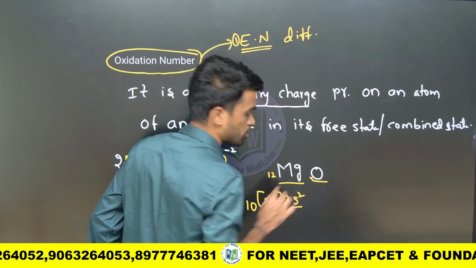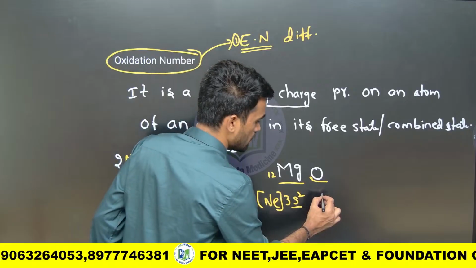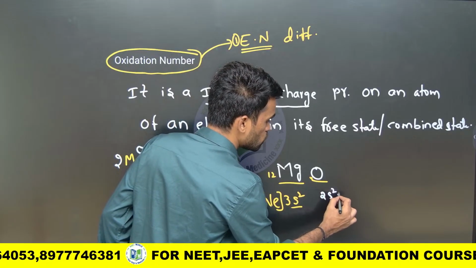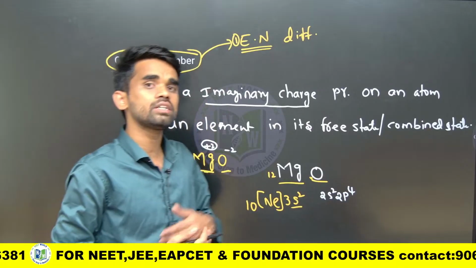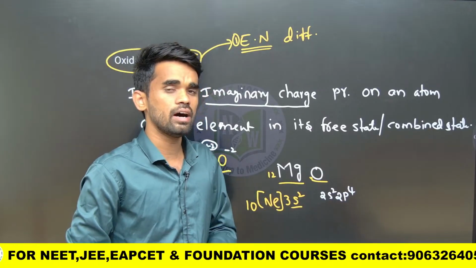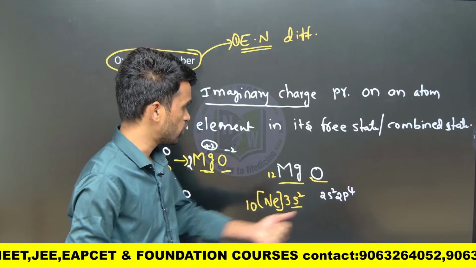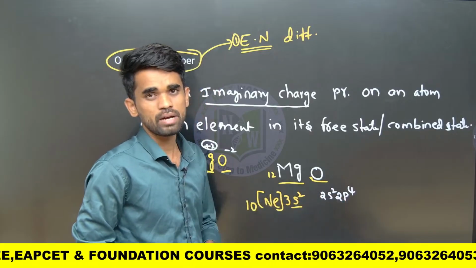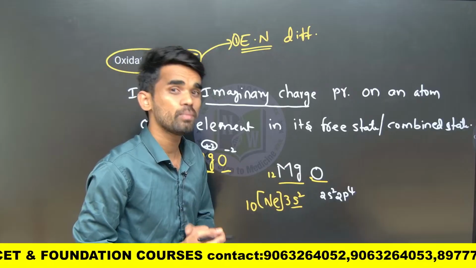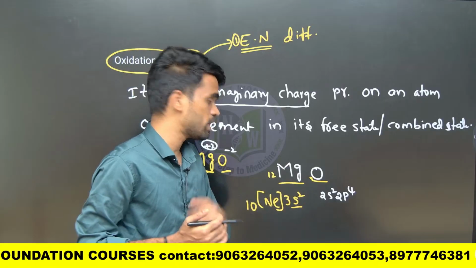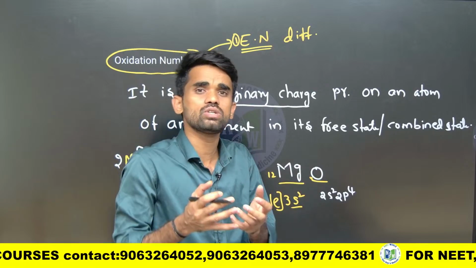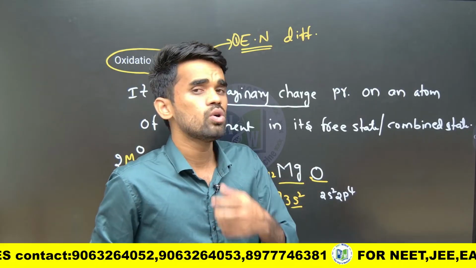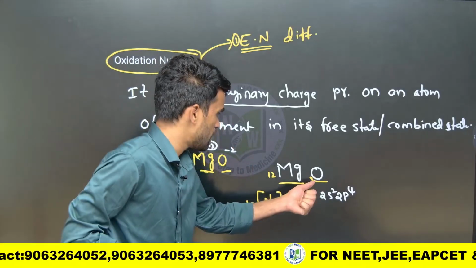Now oxygen has atomic number 8. So how many electrons does it have? 2s2, 2p4, 6 electrons. In order to get the octet configuration, that is 8 electrons, and fulfill its 2p orbital and become a neon gas configuration, how many electrons does it require? It requires 2 electrons, right? So oxygen has more tendency to gain 2 electrons. Now from where will it gain? It will gain from its neighbor.